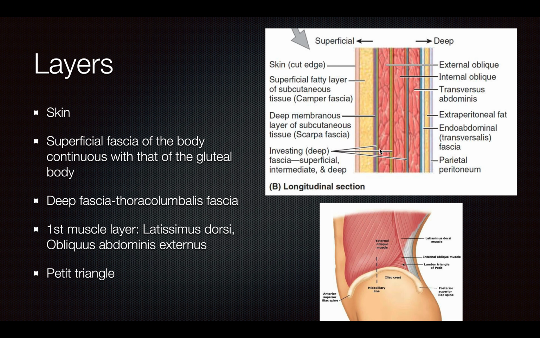And then there's going to be the investing fascia. There's going to be the superficial, intermediate, and the deep. And the muscles are going to be external oblique, internal, and then the transversus. And the deep fascia are all called the thoracolumbar fascia. It's a broad aponeurosis.